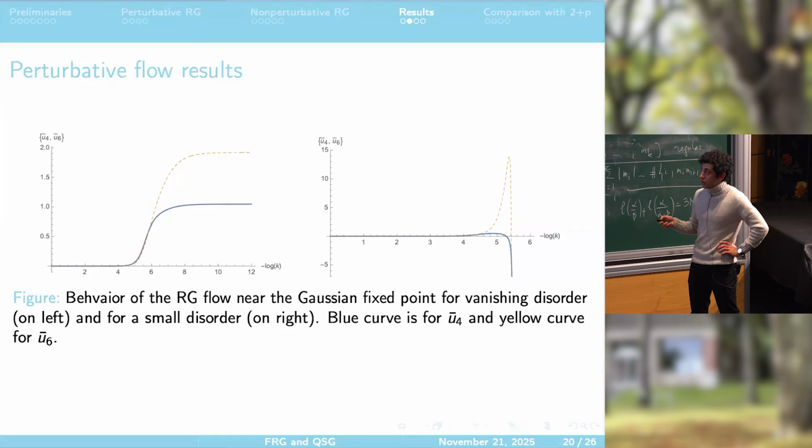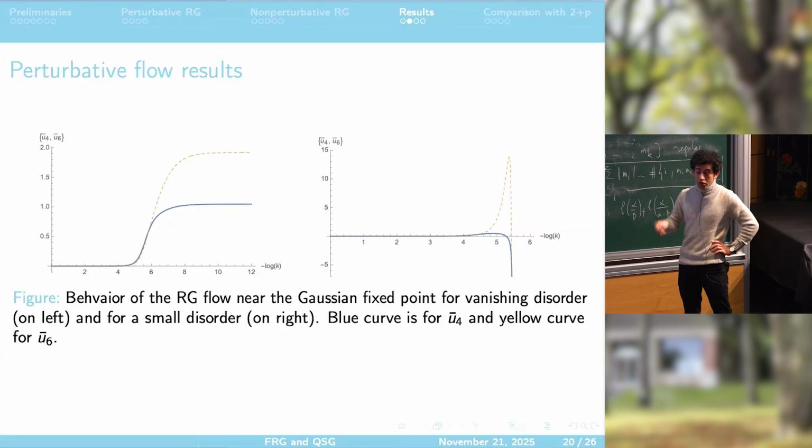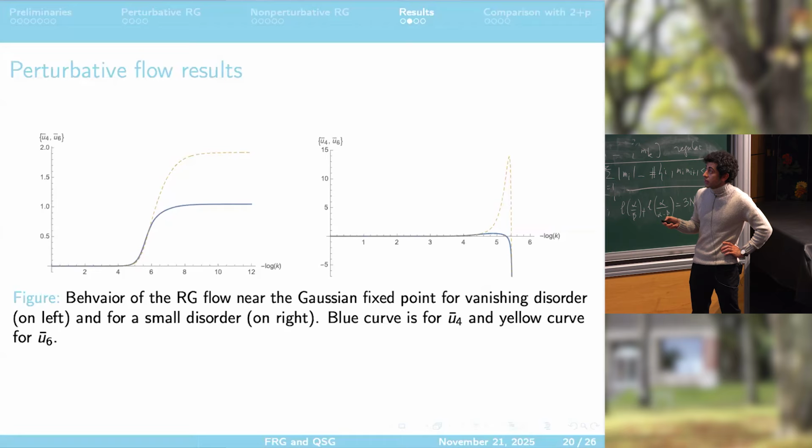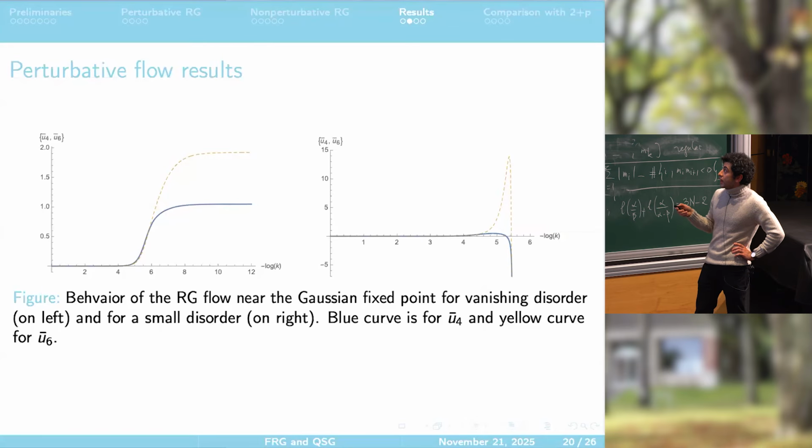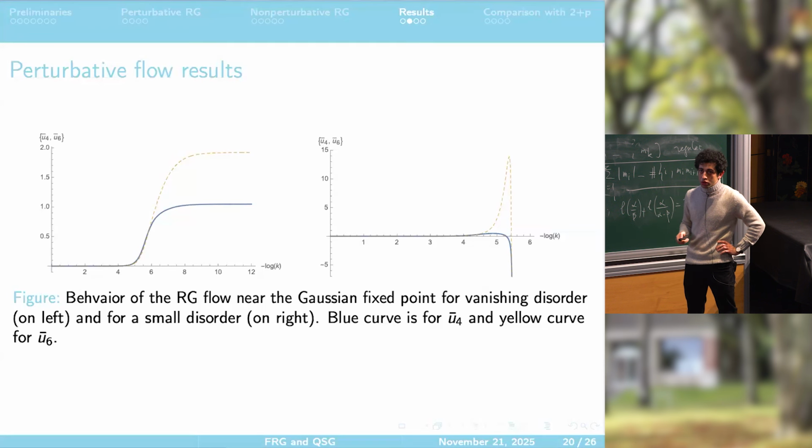So we start with a small value. On the left, without the presence of the disorder, we put U6 tilde, the bilocal part, to 0. And as you can see, it is pretty regular, and it moves toward the fixed value at every scale. And on the right, you have the singularity that comes if we add a small disorder, so a U6 tilde that is not equal to 0.